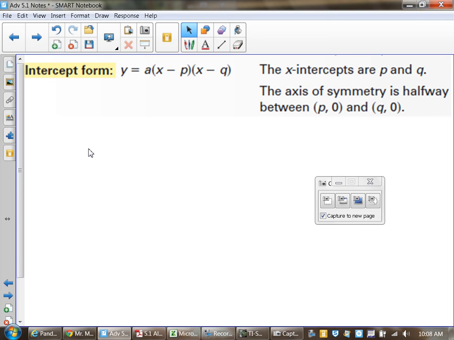What this allows you to do is find your zeros. If you recall, when you did stuff like this, you were able to plot zeros and find zeros. The axis of symmetry always occurs at the midpoint of p and q. And I'll explain what this looks like. So once again, if I have an equation, y equals -2 times the quantity x minus 4 times the quantity x plus 2.